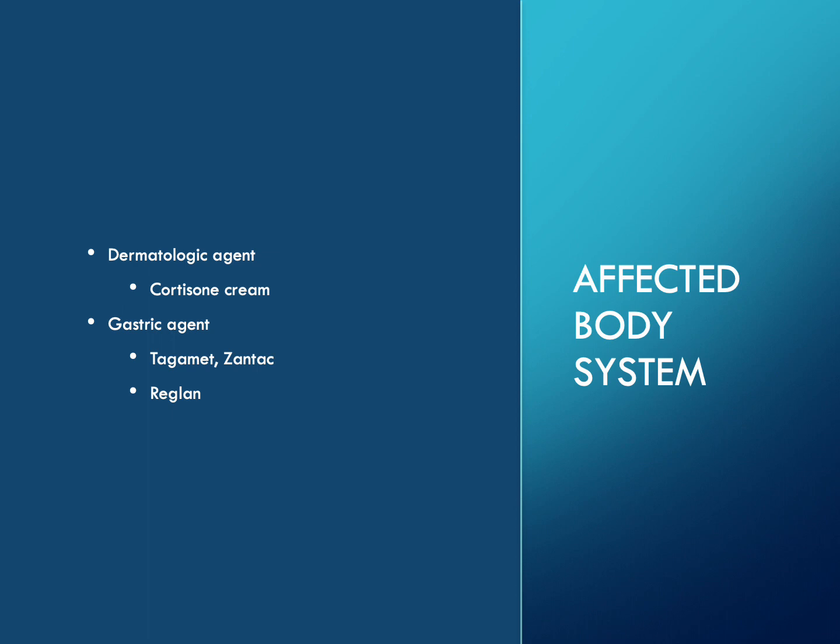Now, cortisone cream is an example of a dermatologic agent. What about a gastric agent? What organ or body system does the drug affect? If you thought stomach, you are correct. So great job there. Again, these are just a few examples, so make sure you check out the others that are listed in table 1.2.